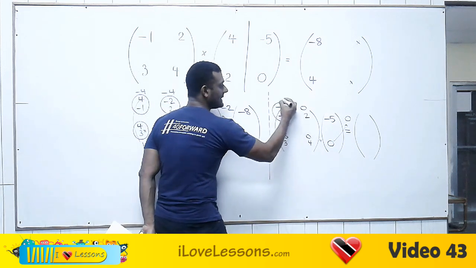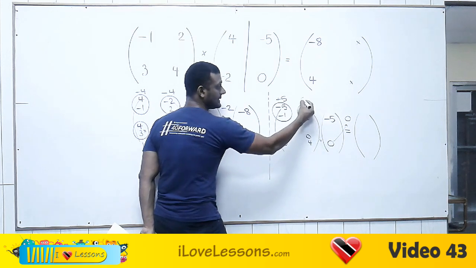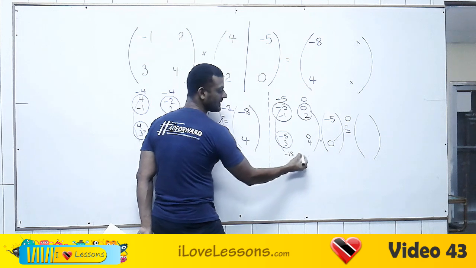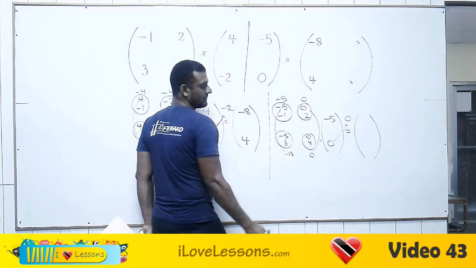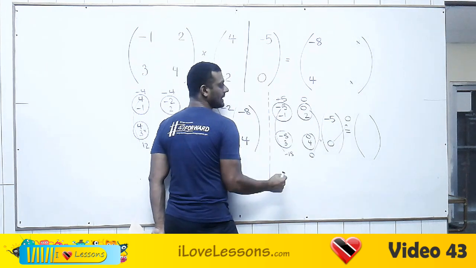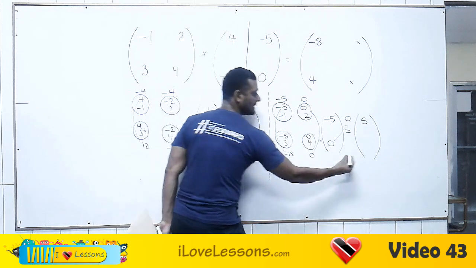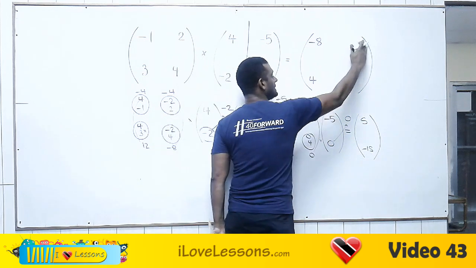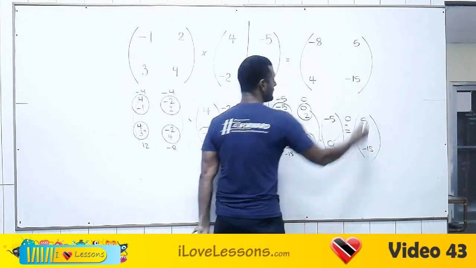So, multiply these 2, you're going to get positive 5. Well, anything multiplied by 0 is 0. Multiply these 2, you're going to get minus 15. And well, anything multiplied by 0 is 0. To get this answer, we add the 2 top numbers. That will give us 5. Add the 2 underneath numbers, and we will get minus 15. So that means these 2 answers are 5 and minus 15.